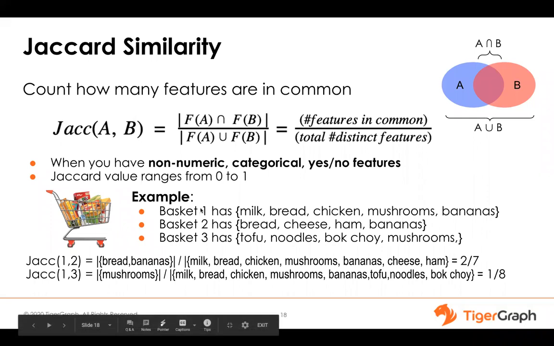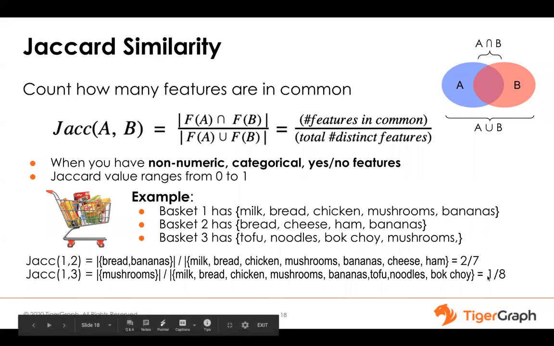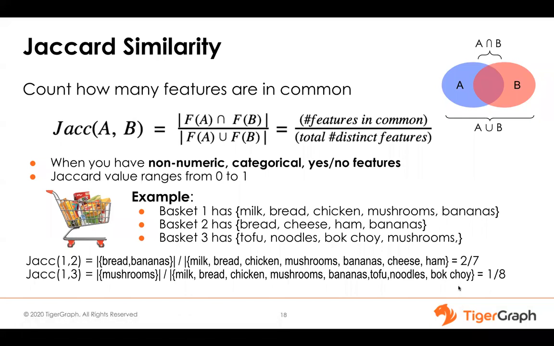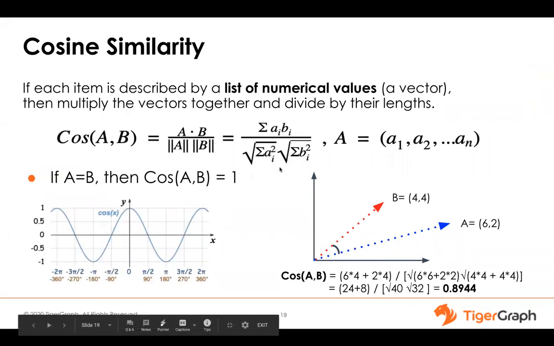If I compare basket 1 and 3, I see the only thing they have in common is mushrooms. They have a much lower overlap. So only 1 item out of a total of 8 items. So the score is 1/8. So that's Jaccard. It's pretty simple. Anybody could do that. Now, cosine similarity gets a little more complicated.